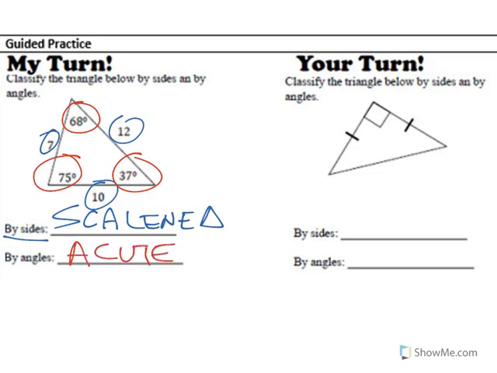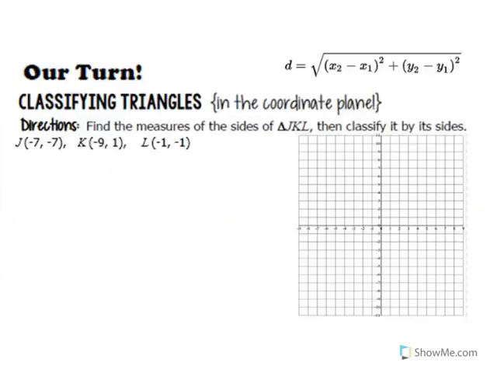Let's go ahead and take a few seconds and try yours. Once you went through yours, classifying the triangle below by sides and by angles, you should have gotten the following. And that would be a right isosceles triangle. Okay, let's go. So let's go ahead and do our turn.